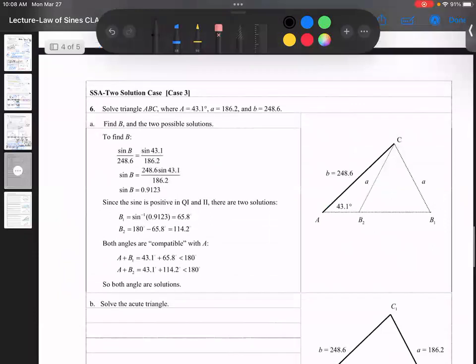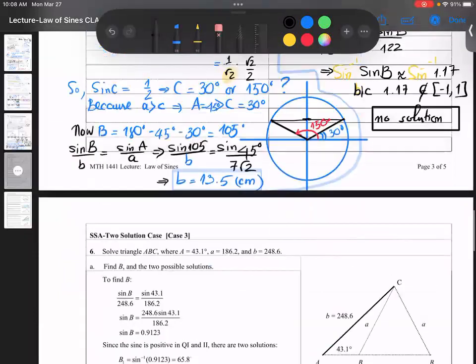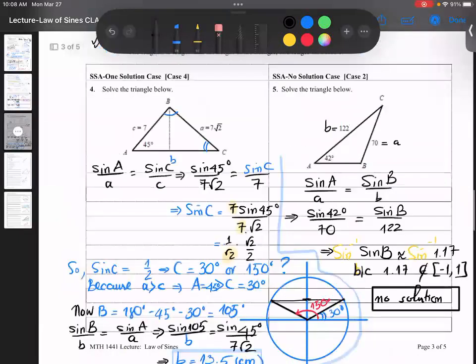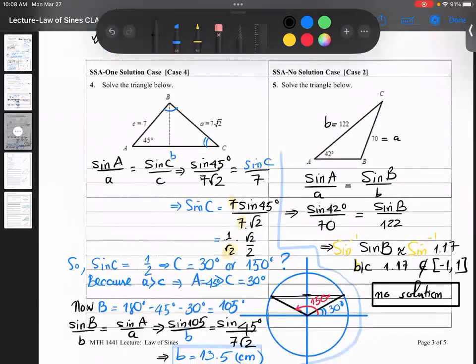Let's take a look at the one where you have two solutions. When I read it, are you closing your parentheses on your calculator? Yes, you should.